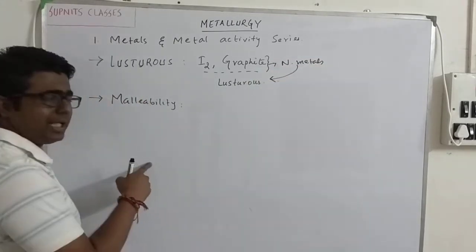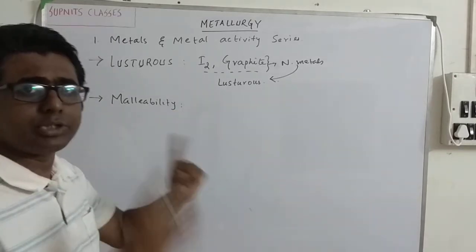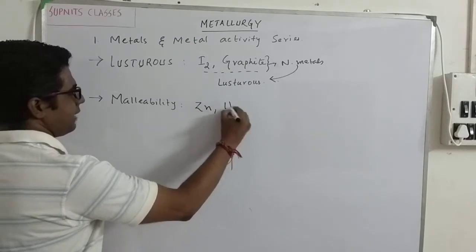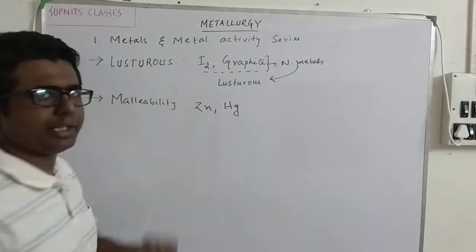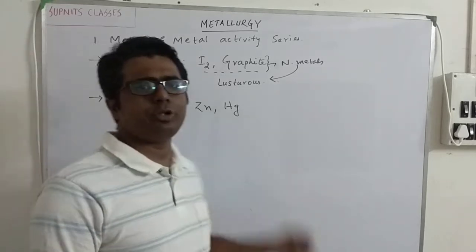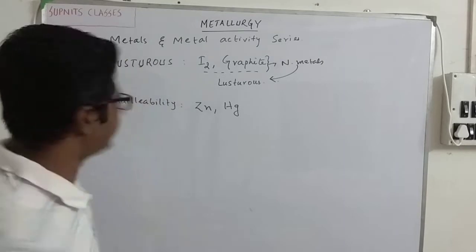Now coming back to malleability, the exception lies in metals which are not malleable. So those are zinc and mercury. These cannot be beaten into sheets. Basically zinc is very brittle and mercury, as we know, at room temperature is in a liquid state.